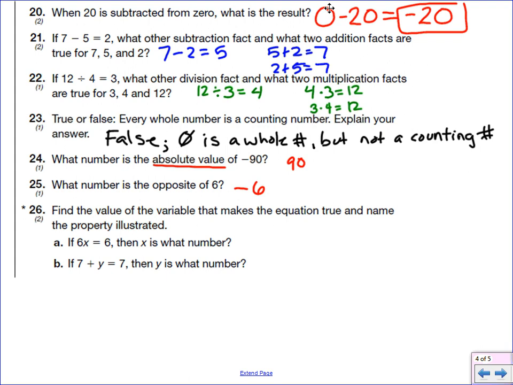And then 26. Find the value of the variable that makes the equation true and name the property illustrated. Well, if I'm going to multiply by something, that number has to be 1. So x has to be 1. And that property is called the multiplicative identity property.